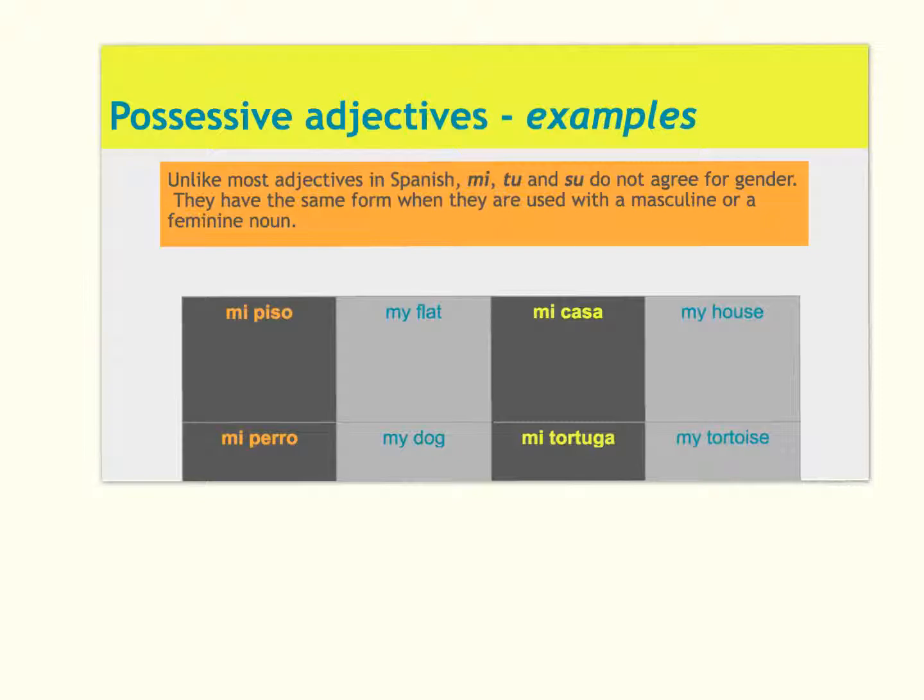So as we can see below, with a masculine word like piso, we still just get mi piso, and it's the same with a feminine word like casa. We still get mi casa. So even though they will be different with the words for a or the, un piso, a flat, el piso, the flat, and una casa, a house, la casa, the house, when we put the word for my before them, it's the same for masculine, mi piso, and feminine, mi casa. And we can see another example here with mi perro and mi tortuga.